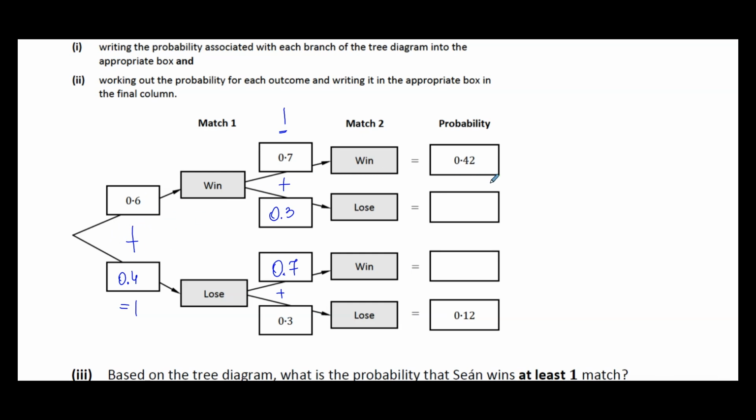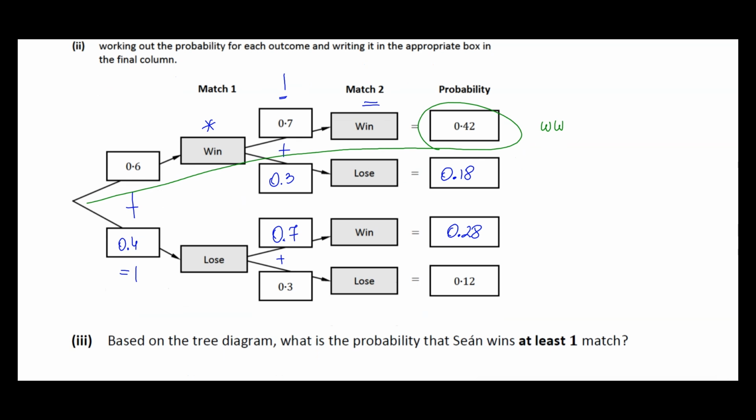And now we are going for the probability. So if I'm looking at win first game, that's the probability win first and win second. And how do we do that? By multiplying. So here I multiply 0.6 by 0.7 and I get 0.42. And again, we're going to do the same here. 0.6 multiplied by 0.3 in our calculator, 0.18. 0.4 multiplied by 0.7 in calculator, 0.28. And that is filled in for us. 0.4 multiplied by 0.3, we get 0.12.